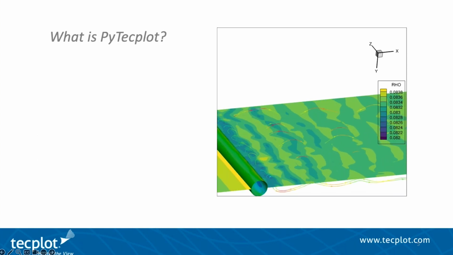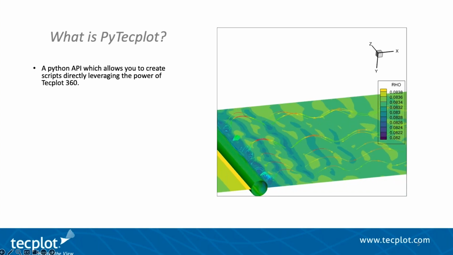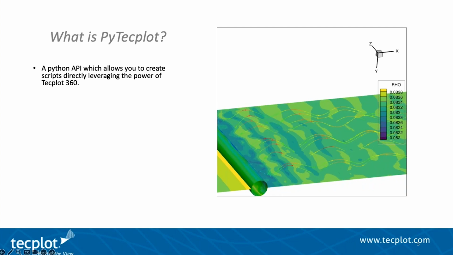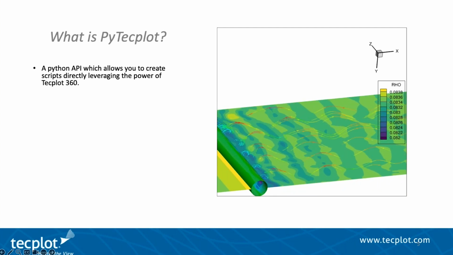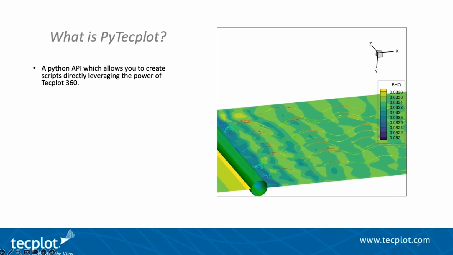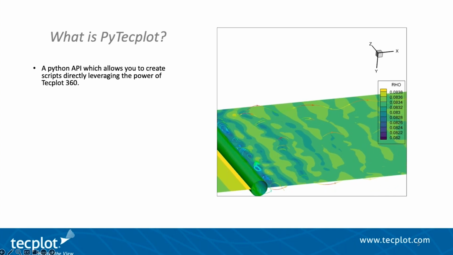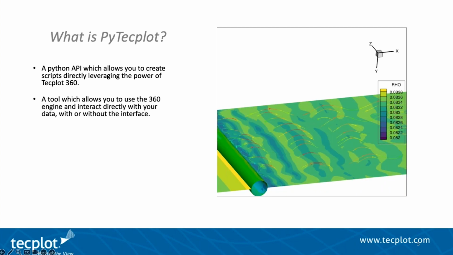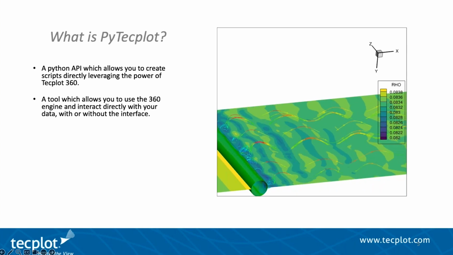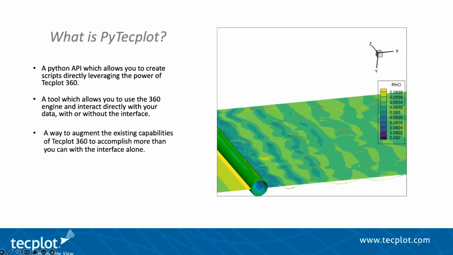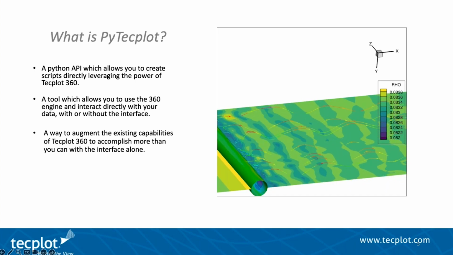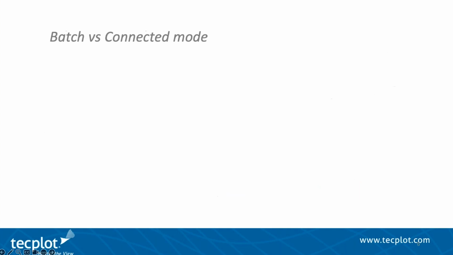All right, so first off, what is PyTecplot? Well, PyTecplot is our Python API, which allows you to create scripts directly leveraging the power of Tecplot 360. Tecplot 360 is our flagship post-processing software. 360 has been depended on for a very long time by people around the world for 2D and 3D plots of dynamic data. It's a tool which allows you to use the 360 engine to interact directly with your data with or without the interface. Finally, it's a way to augment existing capabilities within 360 to accomplish more than you could with the interface alone.